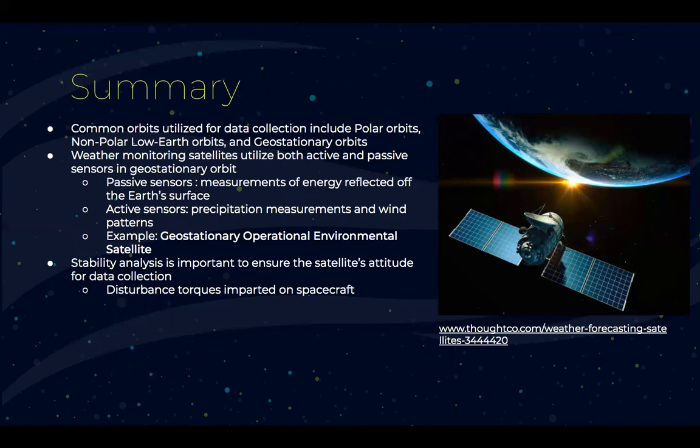To summarize, remote sensing satellites use 3 kinds of orbits for data collection: polar, non-polar LEO, and geostationary. Weather monitoring satellites, such as the Geostationary Operational Environmental Satellite, use geostationary orbits for data collection and utilize both passive and active sensors. Passive sensors are unable to observe areas with dense cloud cover since they use the energy of the sun, whereas active sensors are able to penetrate the atmosphere in most conditions.